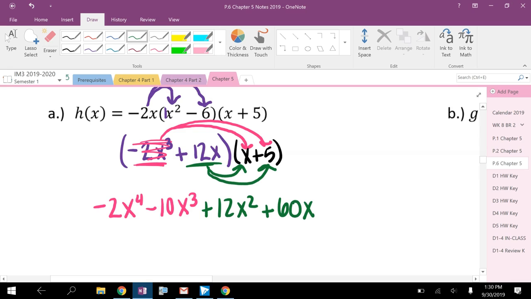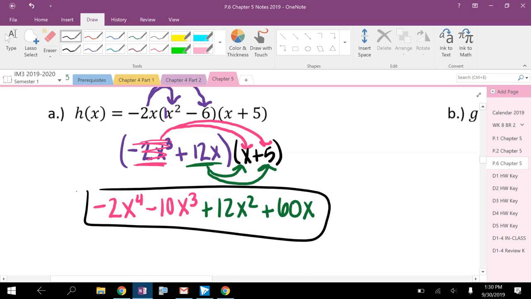Now let's talk about this. Can I combine anything? This guy's an x, it's an x squared, it's an x cubed, x fourth. Is anything the same? No, we're done. That's it. It's just a lot of multiplying. You gotta take your time. If you like colors, bring colored pens from now on so we can color code with me.